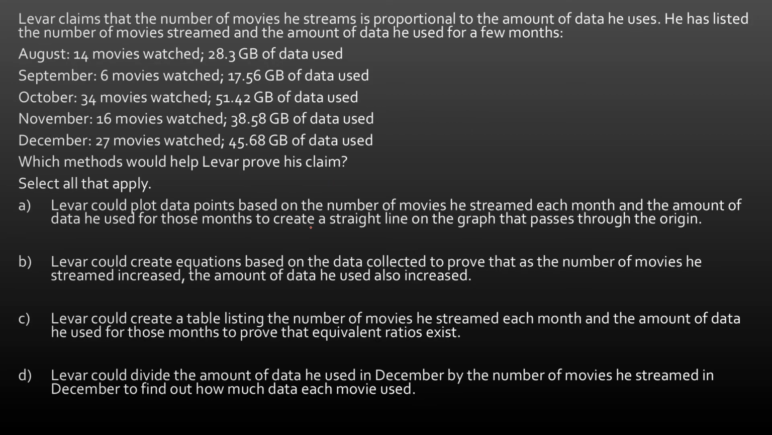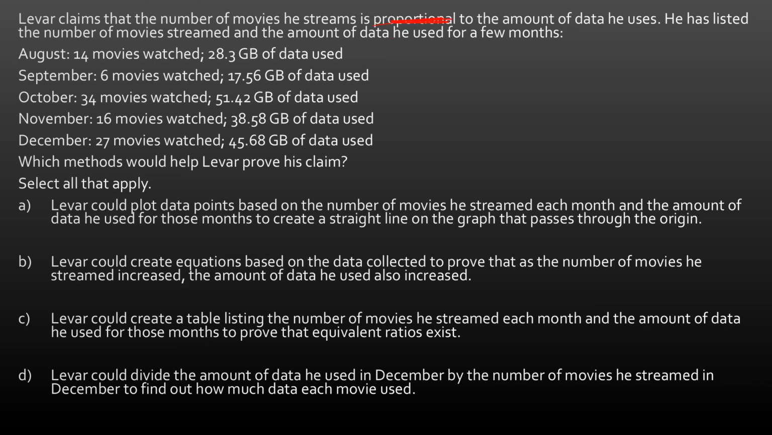Next one, so this next question here, there is a lot of information that they are throwing at you with all of these numbers and all these different months, okay? Essentially what this problem is asking you is it's saying that LeVar claims that the number of movies is proportional to the amount of data that's used. So essentially he's saying the more movies you watch, the more data you use, and we want to help him prove that his method is proportional.